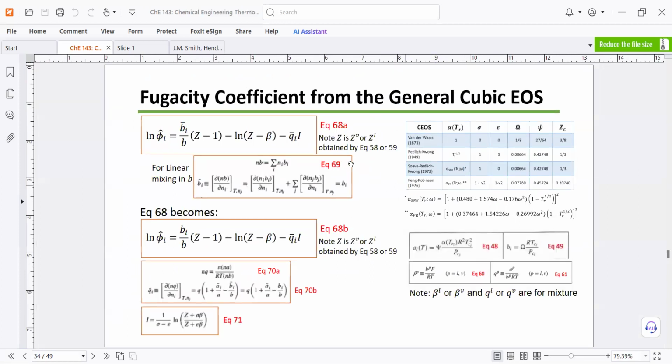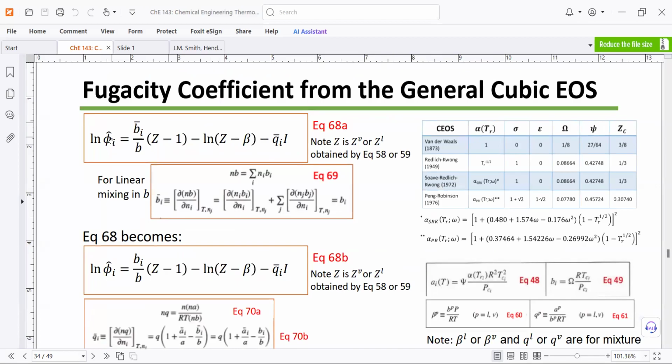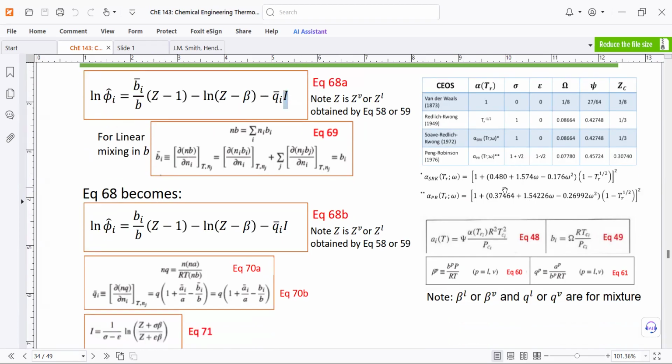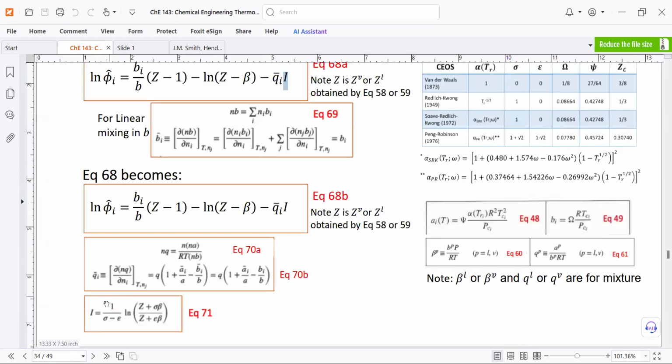Next, we look at the equations that we're going to use. To calculate the fugacity coefficient in solution using the general cubic equation of state, we use equation 68, which is composed of the partial parameter B, the mixture parameter B, we have Z and beta, and also the partial property Q and also I. So what is I? This is the equation for I.